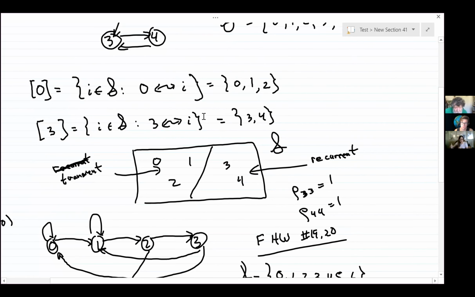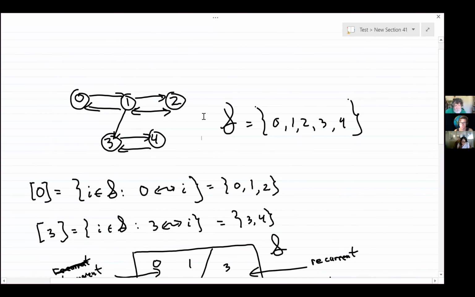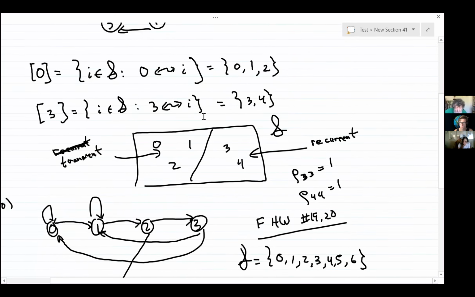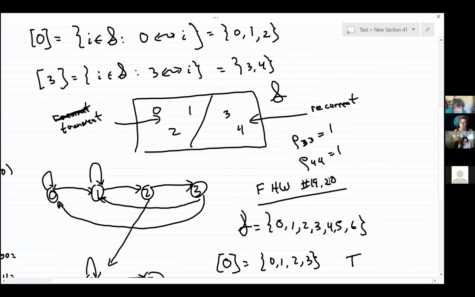Okay, so this was an illustration of a follow-up to what we did in class, how you can now look at the equivalence classes under communication, and that sort of groups similar states together. With that said, I said there'd be some future homework, which is problems 19 and 20.